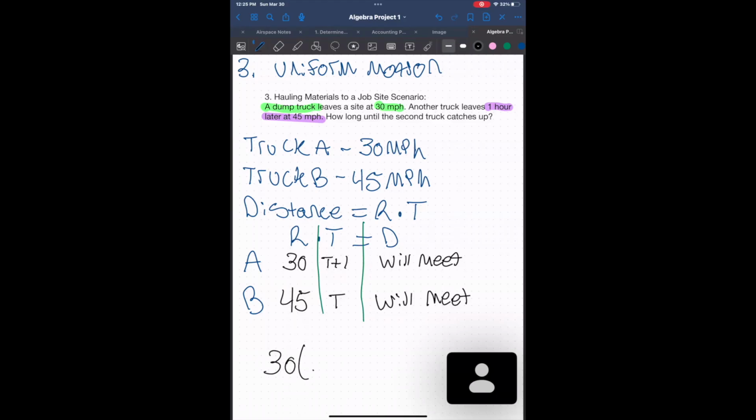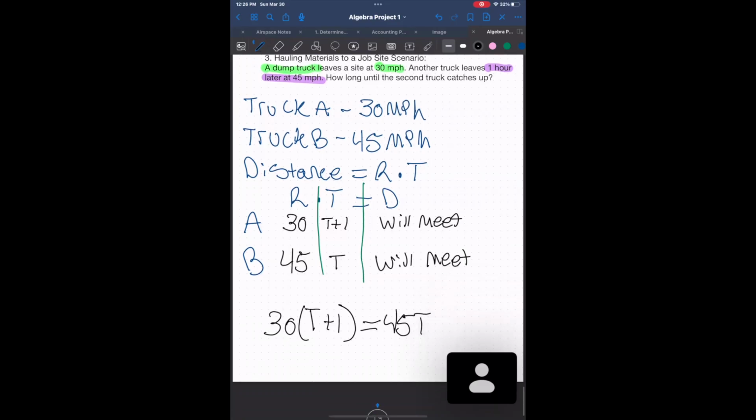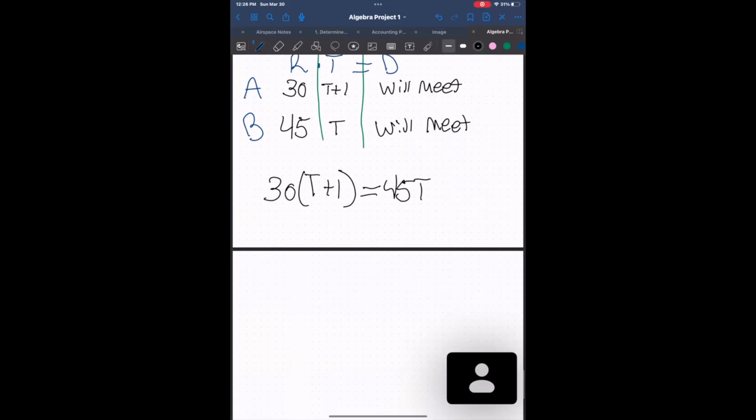30 t plus, make that t just a little bit bigger. It looks kind of like a plus sign. t plus 1. And then B is equal to 45t. Okay? Just stick with me here. We'll get through this.